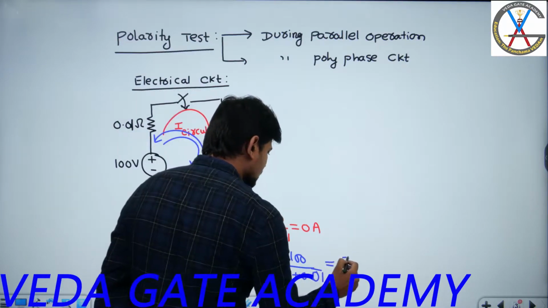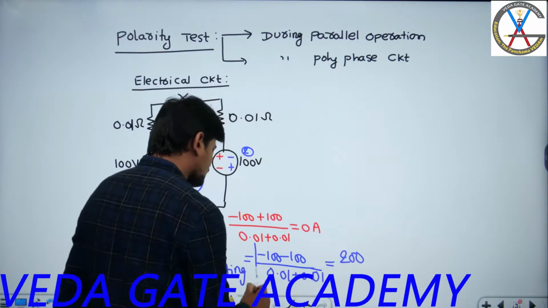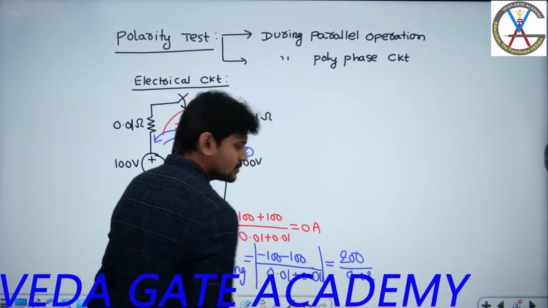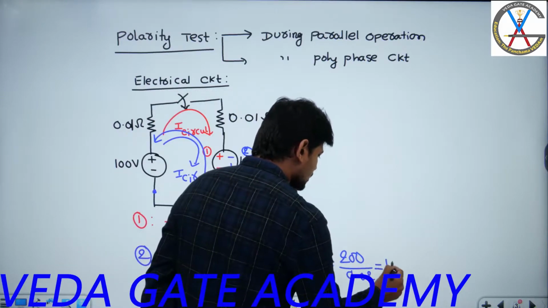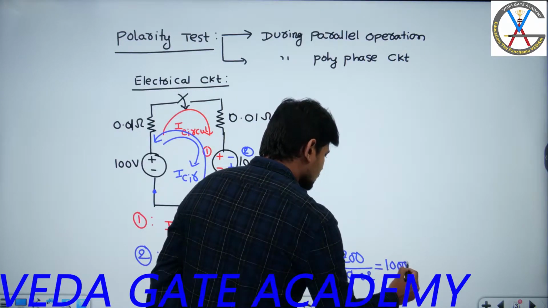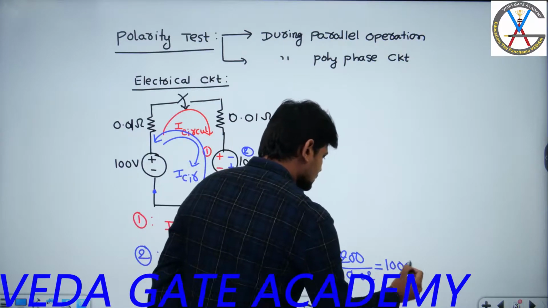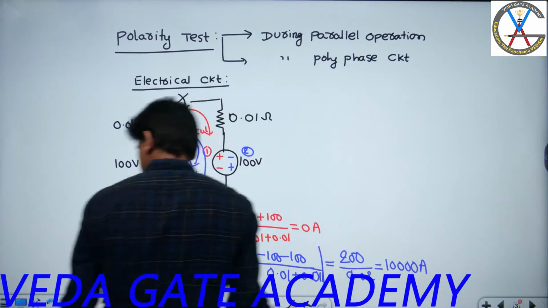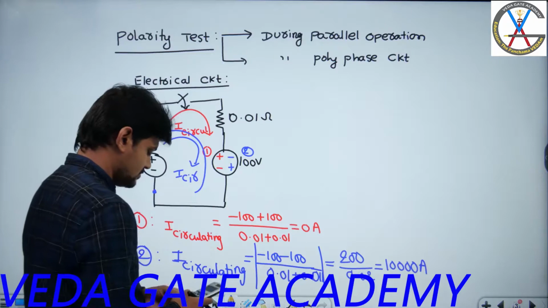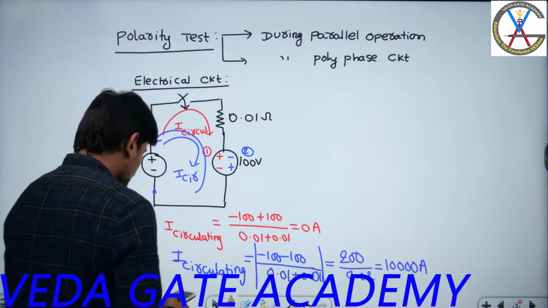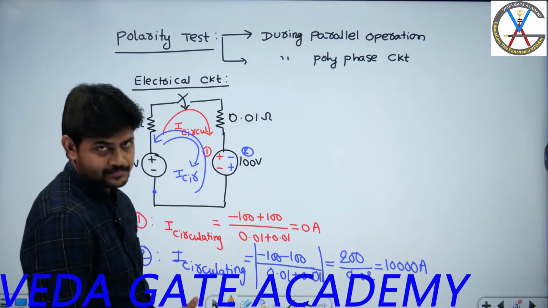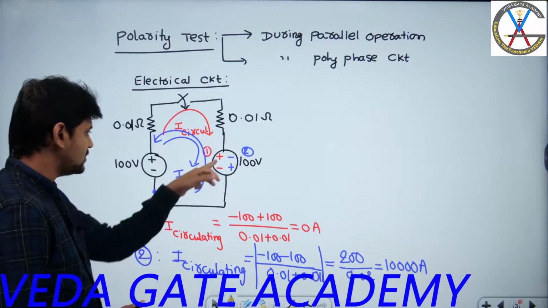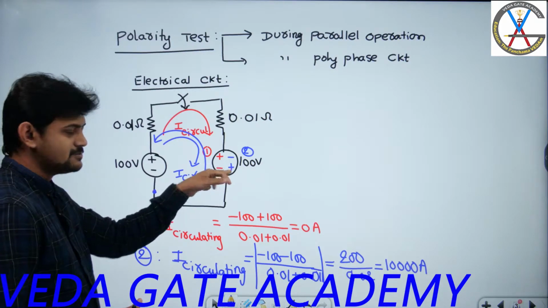Let me neglect the magnitude for now. If you calculate 200 divided by 0.02, how much are you going to get? 10 or 1000? 1000 amperes of current is flowing, or 10,000? Let me calculate this. Right, so you are going to get 10,000 amperes. So how much circulating current is flowing between these two sources? 10,000 amperes, when I assume this polarity is negative with respect to this.